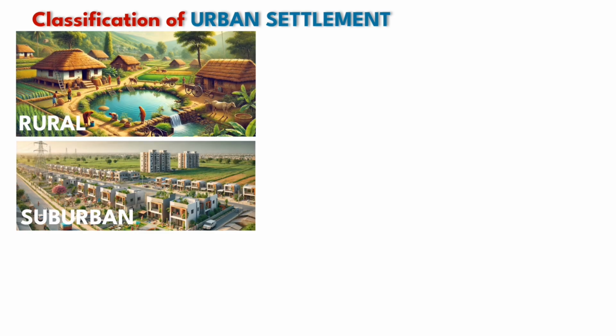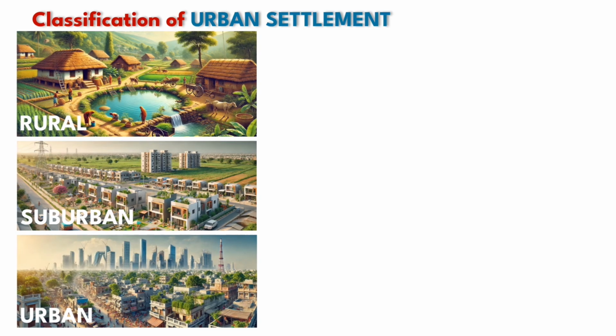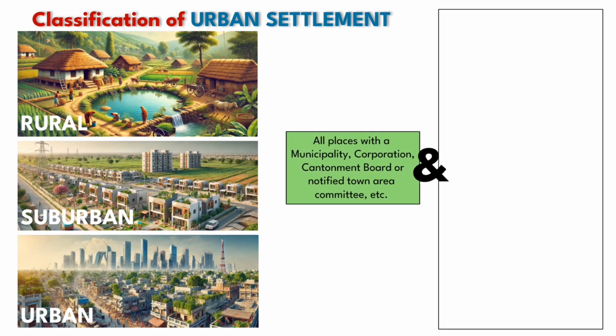Third type of settlement is the urban area itself. And what is an urban area? There is a predefined definition of urban area given in the URDPFI guidelines. According to these guidelines, urban settlements are divided into two categories. First are those which have urban local bodies such as municipality, municipal corporation, cantonment board, or any kind of notified town area committees such as Nagar Panchayat, Nagar Palika, Nagar Nigam, etc. And these urban areas are known as statutory towns.